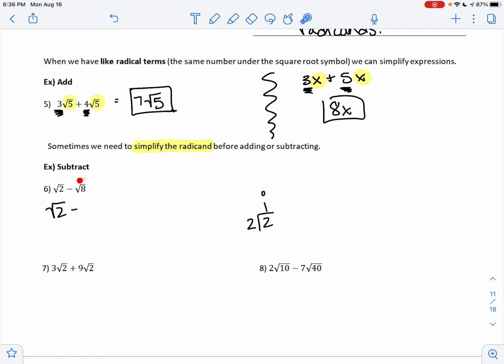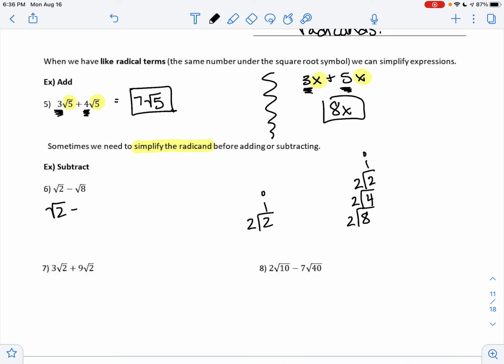Now I need to simplify the square root of 8. The smallest prime number that goes into 8 is 2. 2 goes into 8 4 times. The smallest prime number that goes into 4 is 2. 2 goes into 4 2 times. The smallest prime number that goes into 2 is 2. 2 goes into itself once. When you get to 1, you're done.